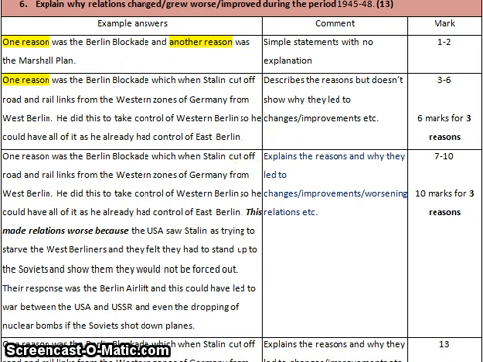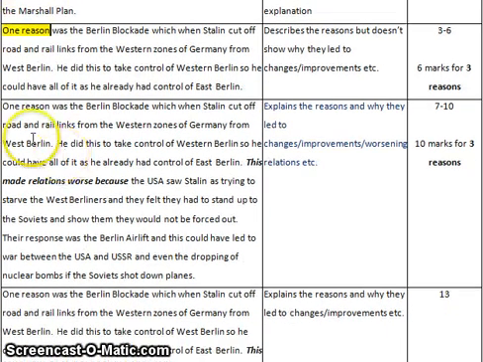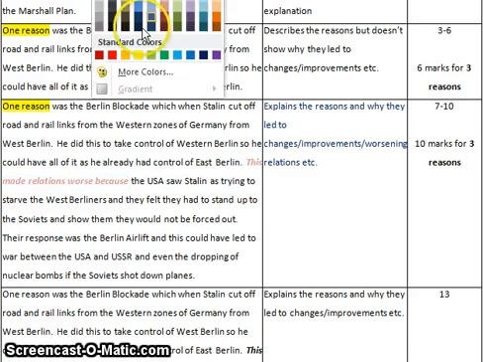This third one is a lot better. Again, we got the starting language, one reason. One reason was the Berlin blockade, which was when Stalin cut off road and rail links from the western zones of Germany from West Berlin. He did this to take control of Western Berlin so he could have all of it, as he had already had control of East Berlin. But the candidate's gone further. They have explained how it made the relations worse.